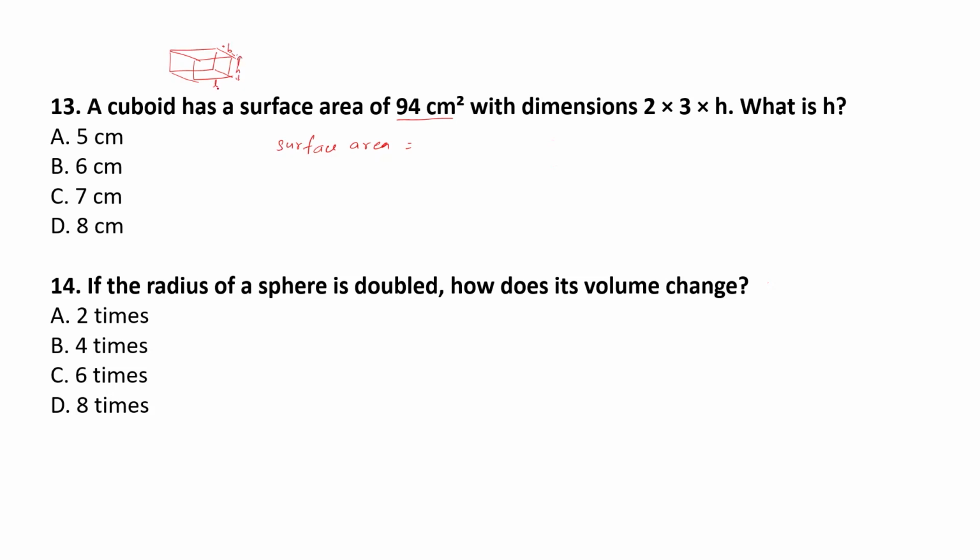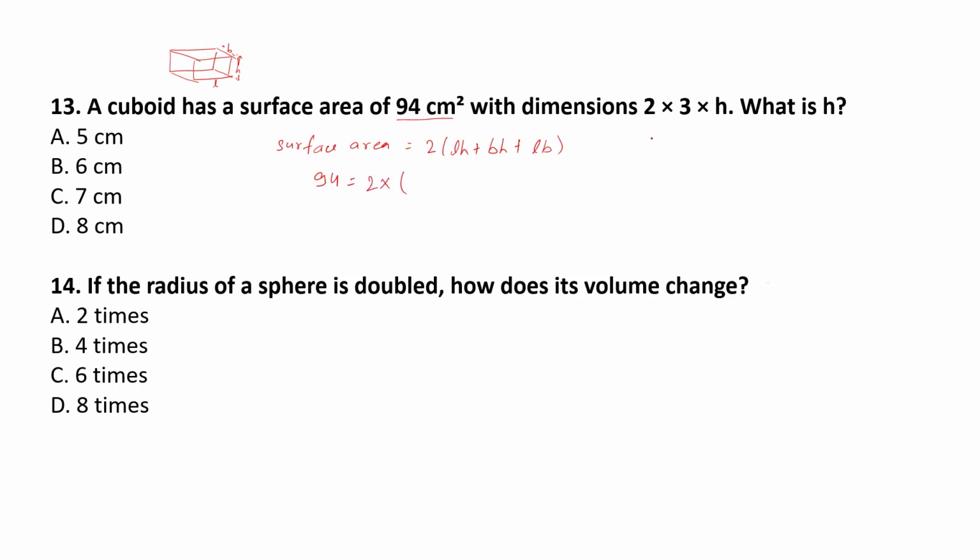So here B and L are given, H is unknown. B is generally the width and L is the length. So surface area is given by 2 into (L into H plus B into H plus B into L), right? Surface area is 94.